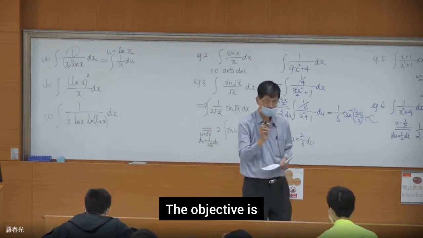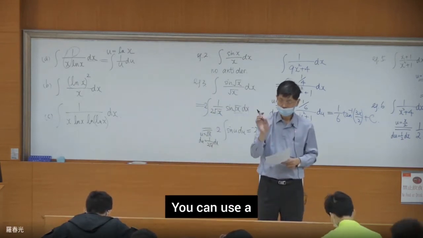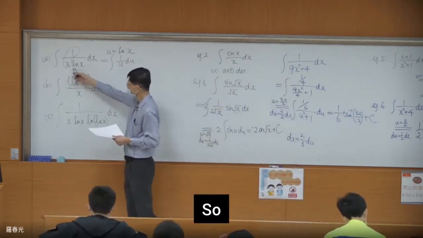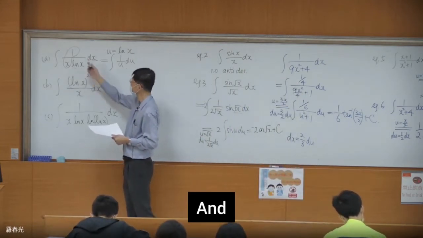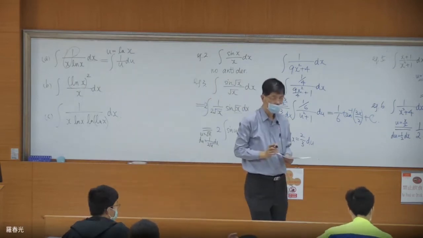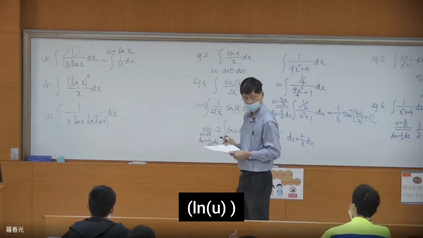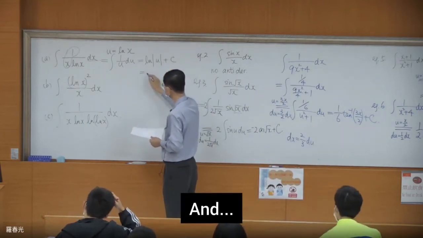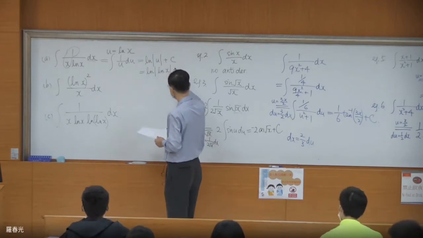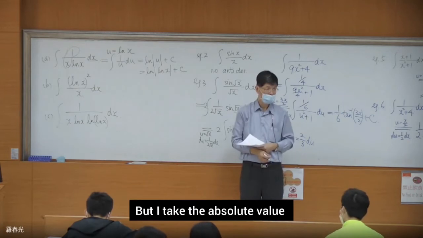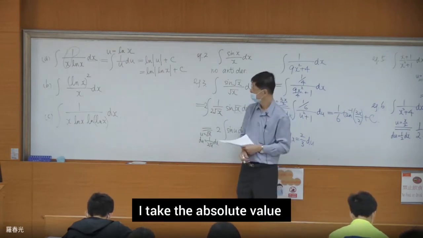Okay. The objective is you first make it simpler. You can use now this one, there's no logarithm, and things of course become simpler. So I represent everything by u and du. And this one, what's the next? Right. That's a constant, and this is interesting. Okay. Now don't mess up. So it's log x. Log x might be negative. But I take the absolute value. Okay. I take the absolute value.